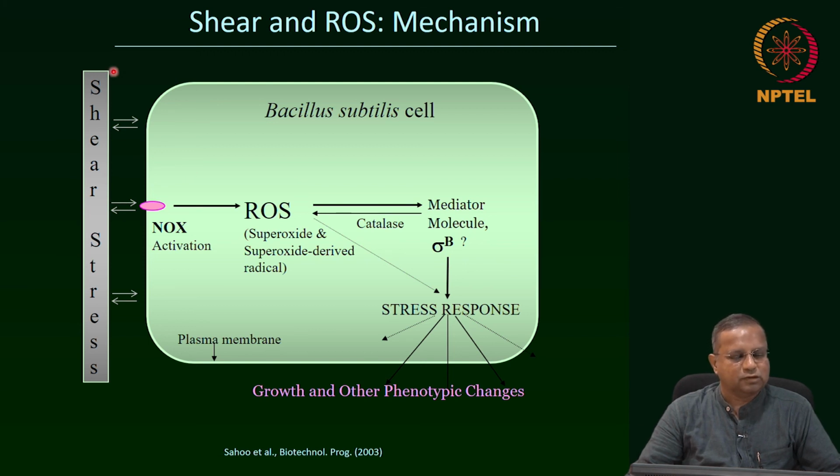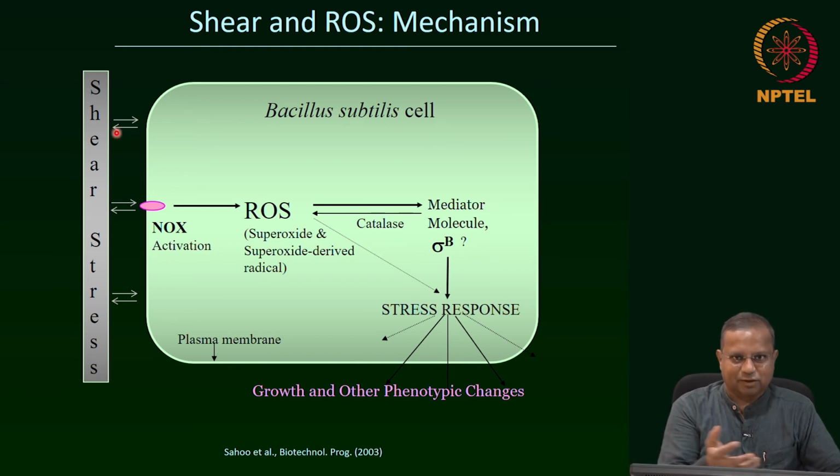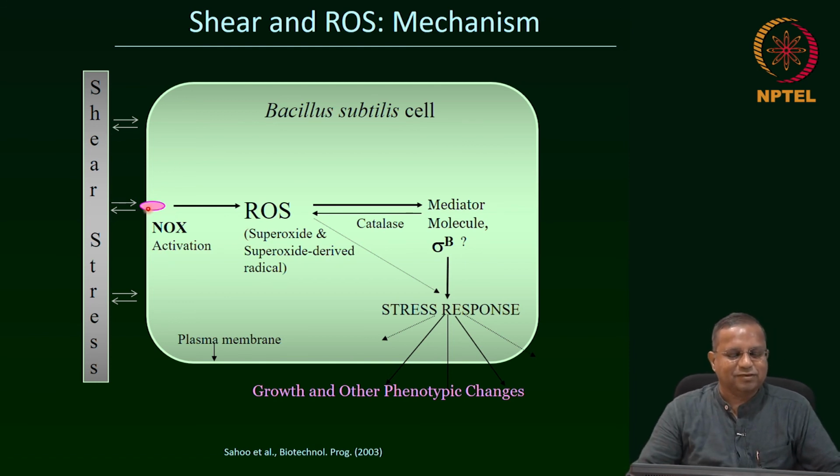What she showed was that the shear stress activates the NADH oxidase, which is an enzyme on the membrane. So, NOx, NADH oxidase gets activated. That causes the induction of reactive oxygen species such as superoxide and superoxide derived radicals. And then a lot of molecular biology happens here. There's a sigma B transcription factor that gets involved, and so on and so forth.